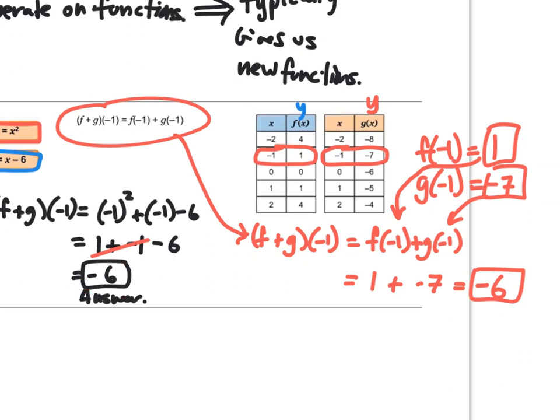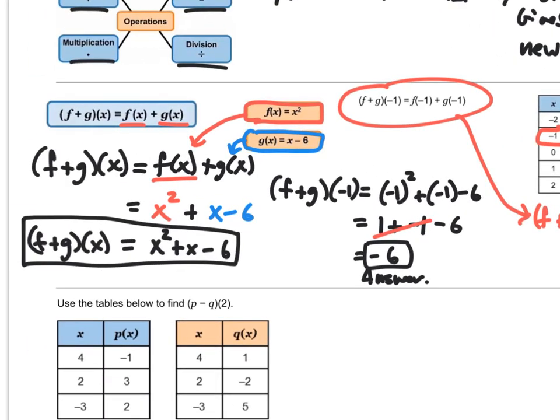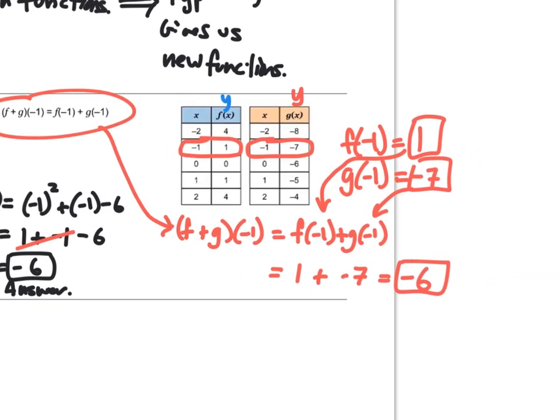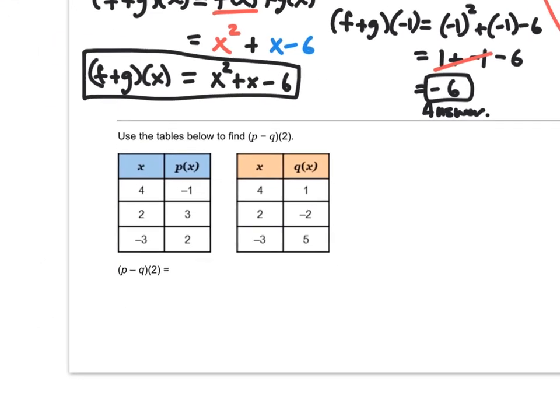So you can do it two different ways, okay? You can write it out, do the algebra, combine like terms, get a new function, and then plug that value in for x, and get an answer. Or you can just do each individual one separately and then add them together and get the same thing. Doesn't matter, okay? All right, let's take a look at this one.